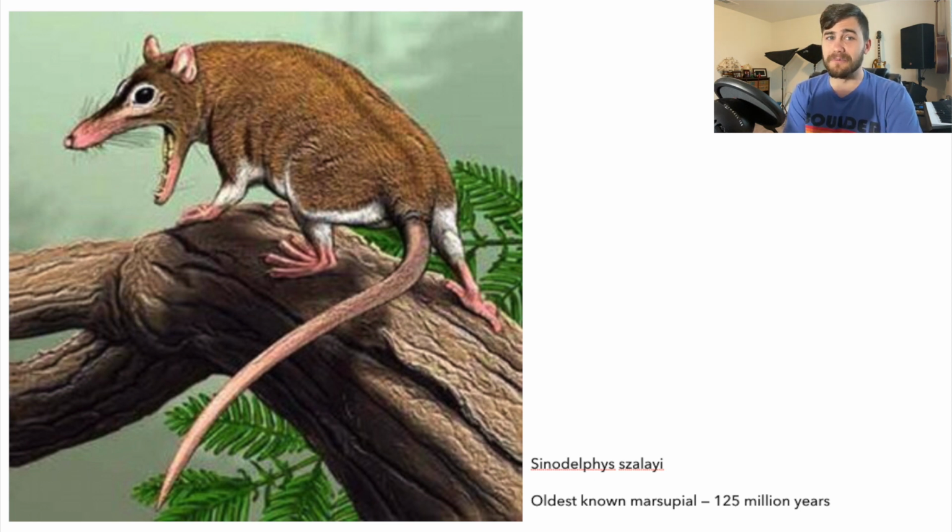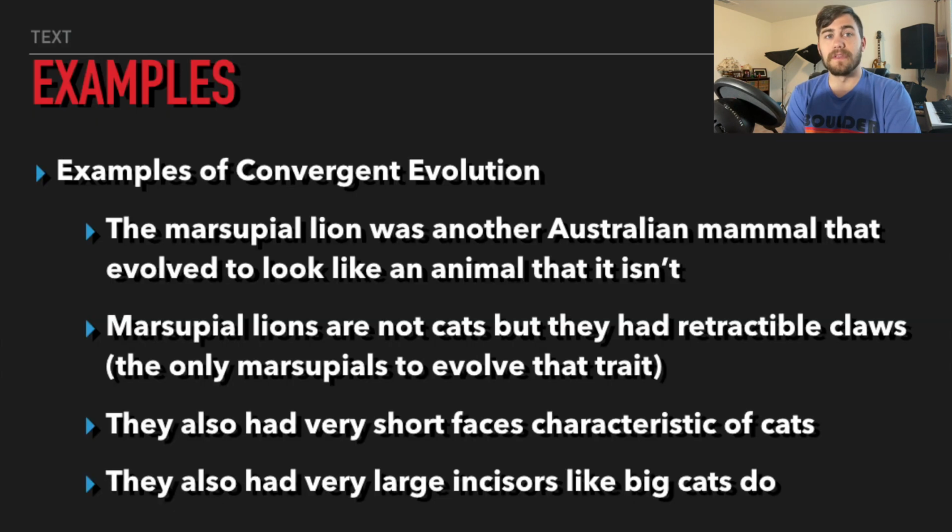So that's also really nothing like the thylacine, but over a period of 125 million years, with slight modifications generation after generation, yeah, you can change that into a thylacine, no problem. Another example, the marsupial lion was another Australian mammal that evolved to look like another mammal, which is large cats. They weren't cats, they were marsupials, right? But they both had retractable claws. No other marsupial ever evolved that trait.